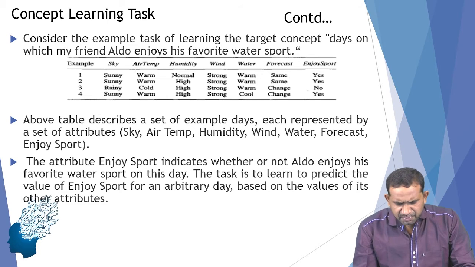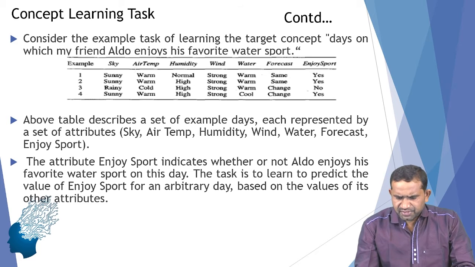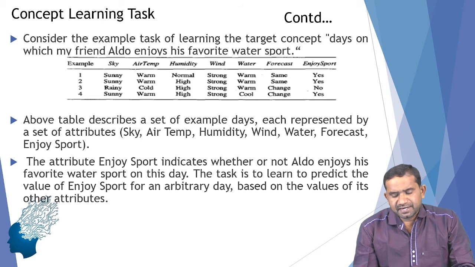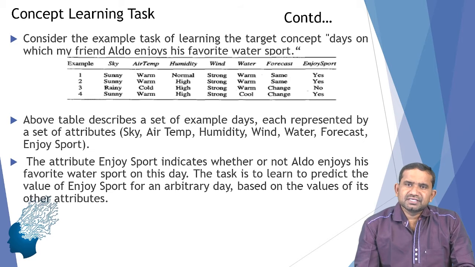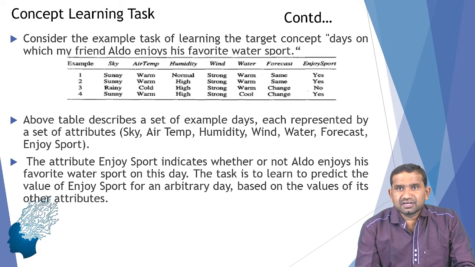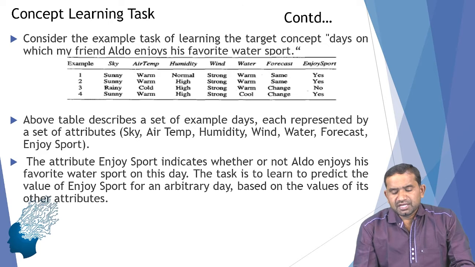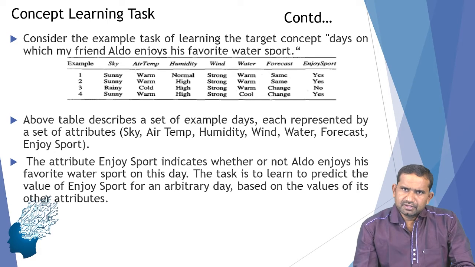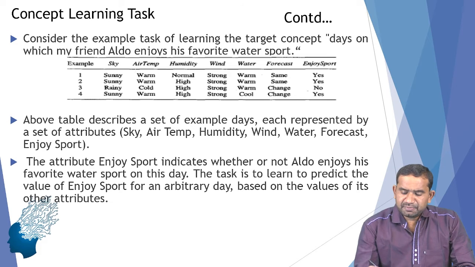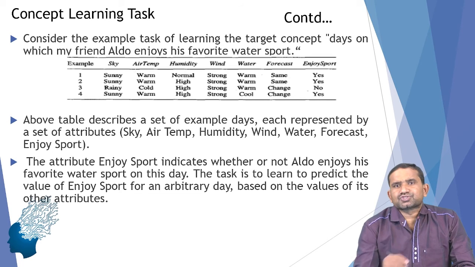The attribute enjoy sports indicates whether or not Aldo enjoys his favorite water sport on this specific day. The task is to learn and predict the value of enjoy sports for an arbitrary day based on the values of its other attributes. Whether Aldo enjoys the water sport on a specific or arbitrary day depends on the values of the other attributes also.